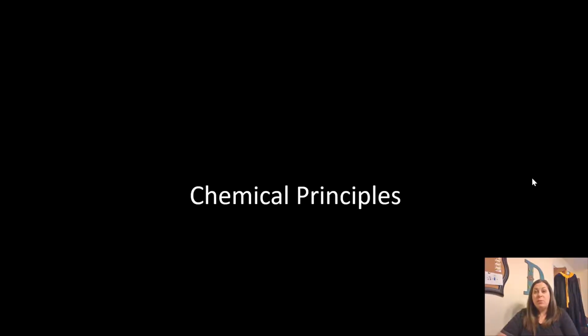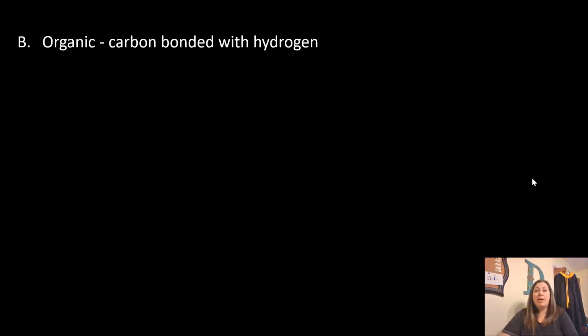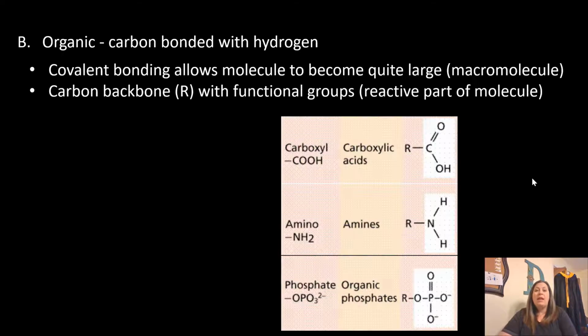So for part 2 of chemical principles, we're going to focus mostly on the organic molecules. Organic molecules contain carbon bonded with hydrogen. Carbon and hydrogen are going to be together here and bonded through covalent bonds. This allows the molecules to become quite large, so most of the time they get termed macromolecules, macro meaning big or large.